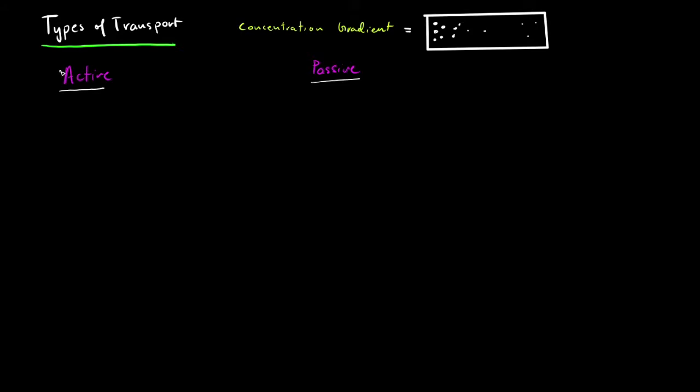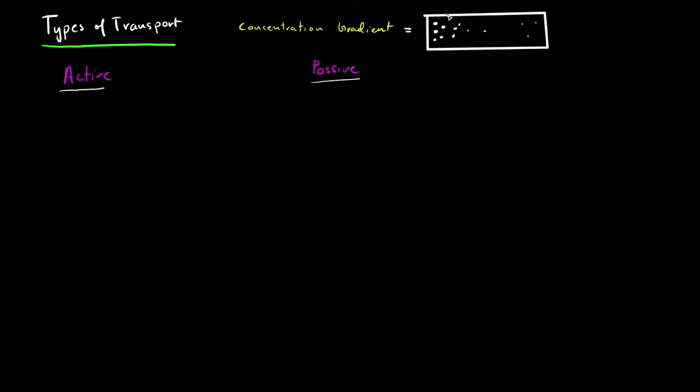In today's video, we're going to be talking about the types of transport. And to do that, we have to take a look at this term right here, concentration gradient. Concentration gradient is essentially an analysis of the concentration of molecules or solute within a given area. So let's take an example and a look at this situation right here.